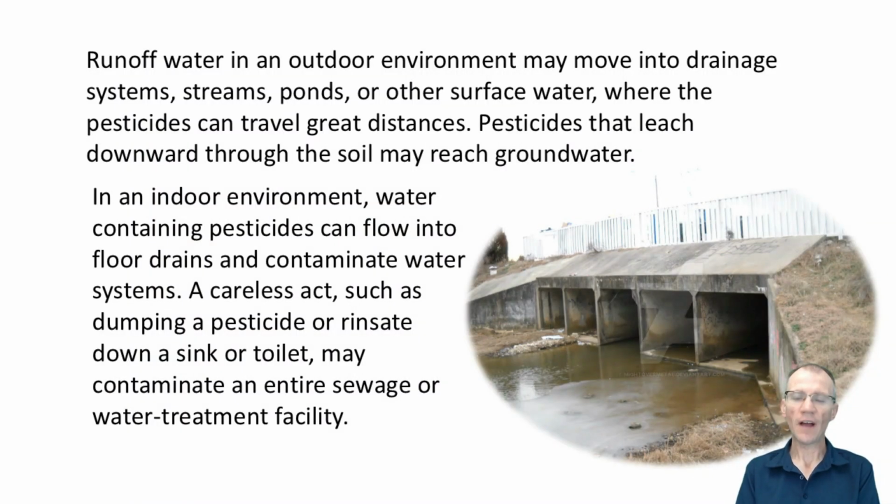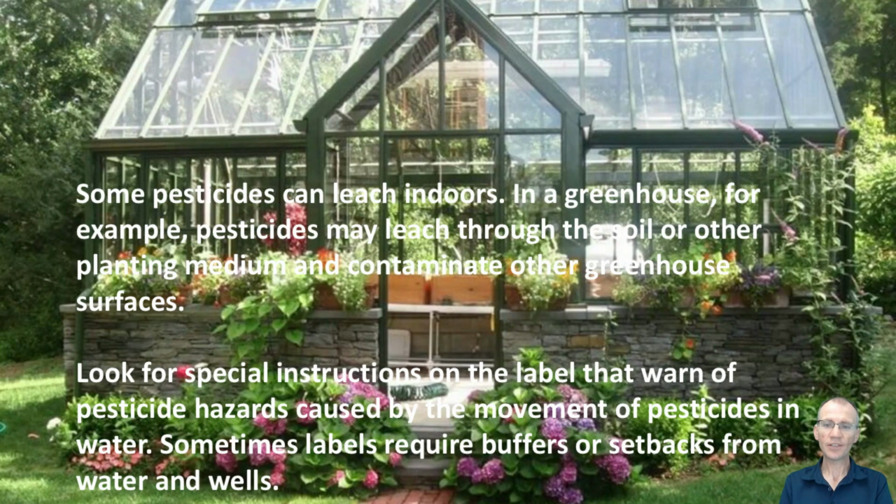Runoff water in an outdoor environment may move into drainage systems, streams, ponds, or other surface water where the pesticides can travel great distances. Pesticides that leach downward through the soil may reach groundwater. In an indoor environment, water containing pesticides can flow into floor drains and contaminate water systems. A careless act, such as dumping a pesticide or rinsate down a sink or toilet, may contaminate an entire sewage or water treatment facility. Some pesticides can leach indoors. In a greenhouse, for example, pesticides may leach through the soil or other planting medium and contaminate other greenhouse surfaces.